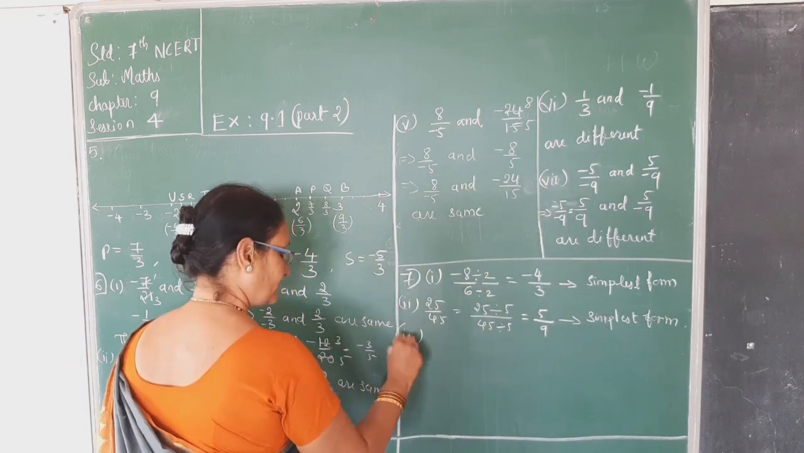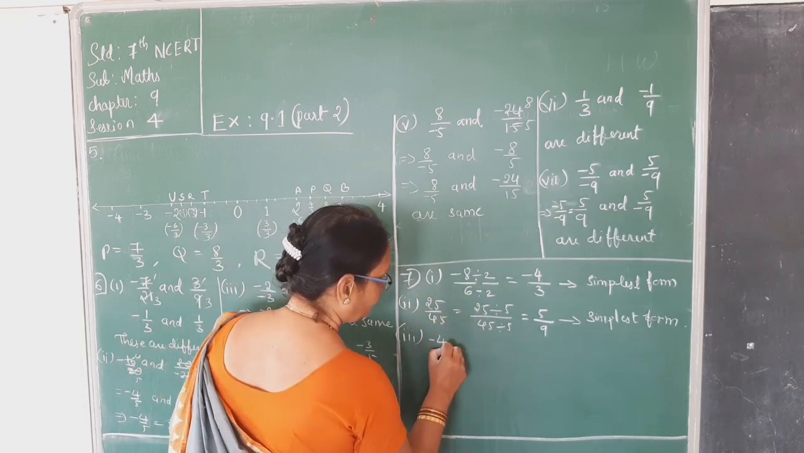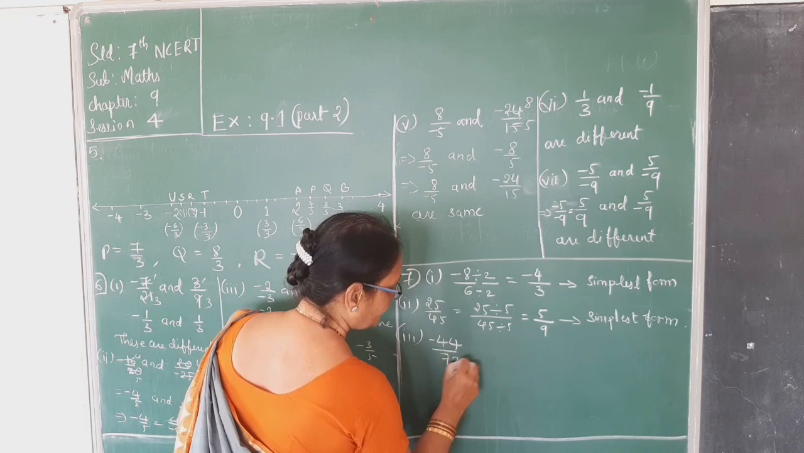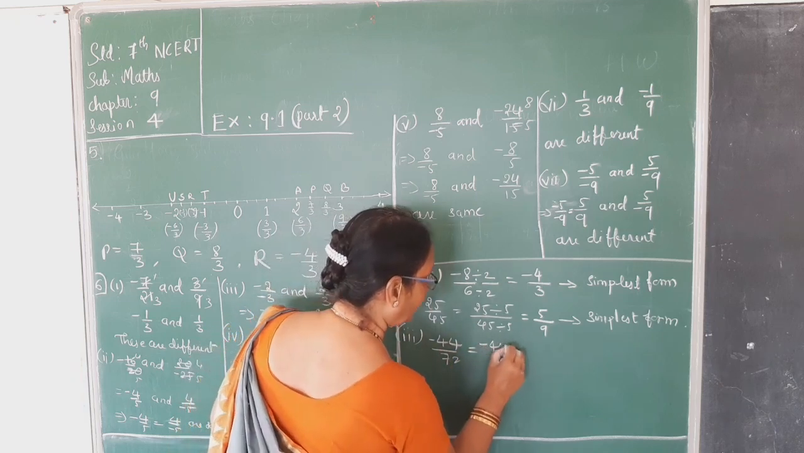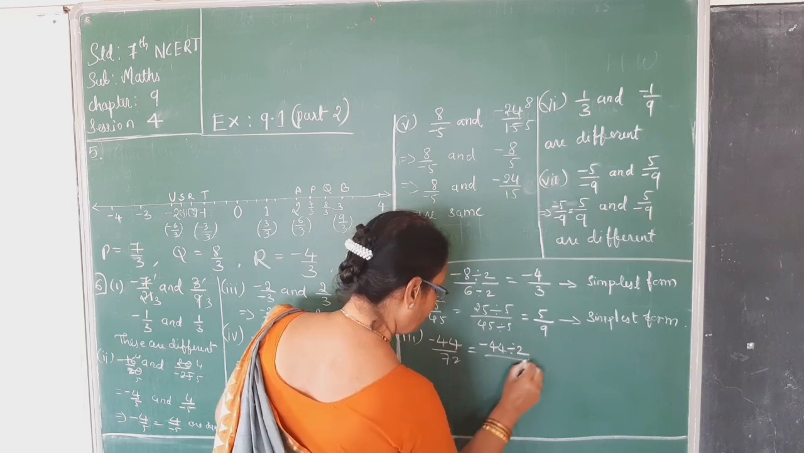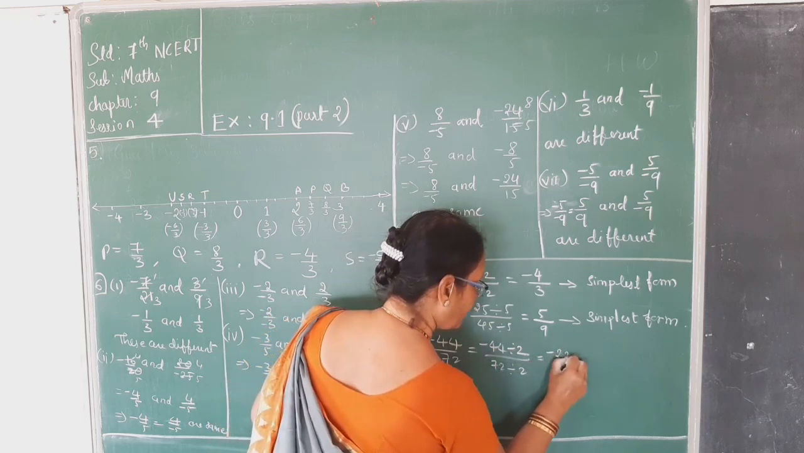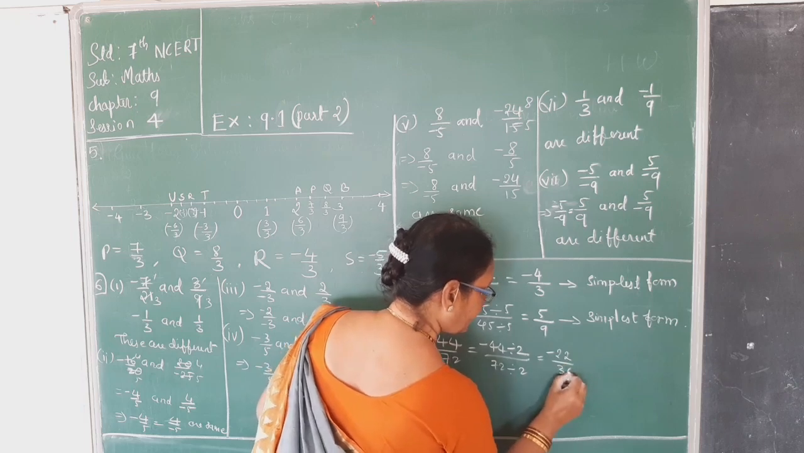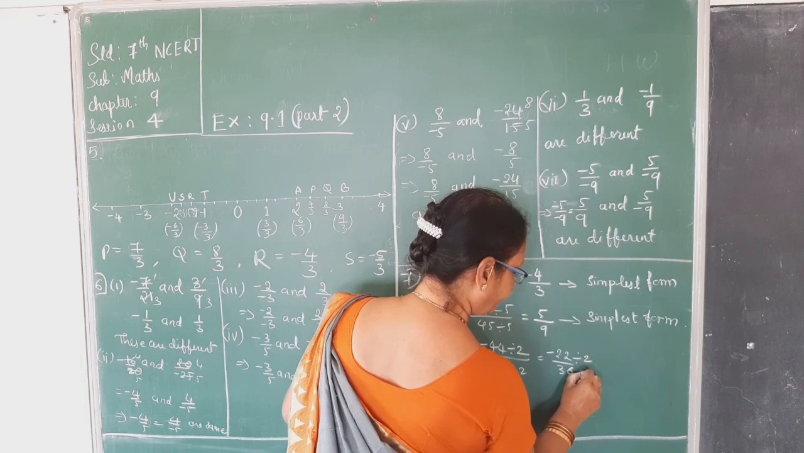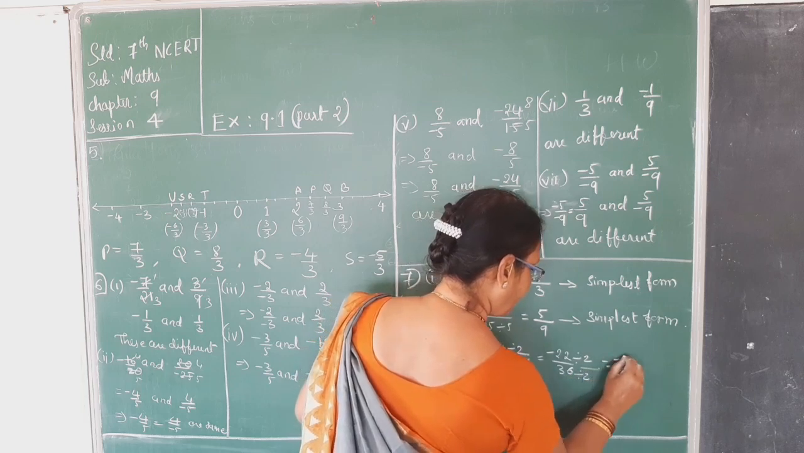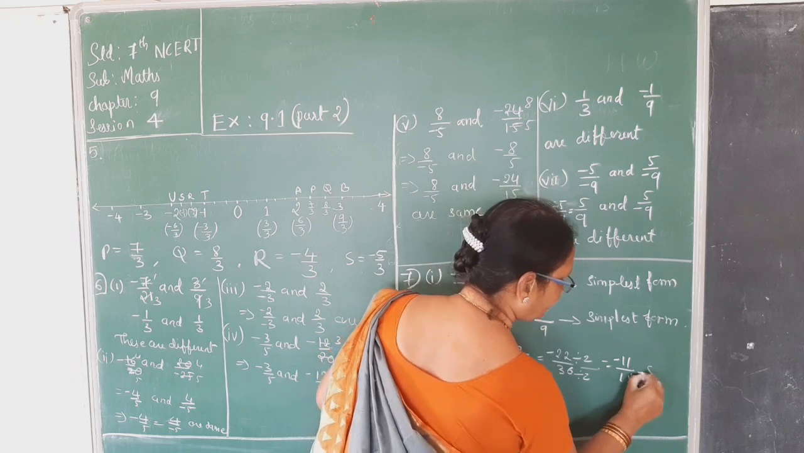Then next one, the third one, that is minus 44 by 72. Minus 44 divided by 2 and 72 divided by 2, that is minus 22 by 36, and also we can divide this one by 2. This is minus 11 by 18, the simplest form.